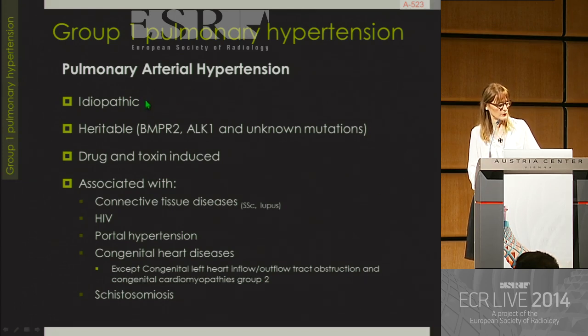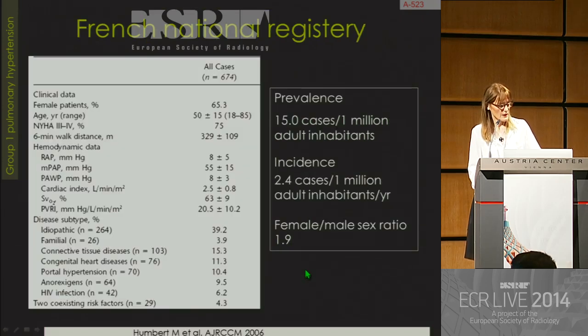Group 1 diseases include idiopathic, heritable, drug and toxic-induced pulmonary artery hypertension, and also PAH associated with connective tissue diseases, mainly systemic sclerosis, associated with HIV infection, portal hypertension, congenital heart diseases, except those that were moved to group 2 diseases in the recently updated classification. These are the data of our French National Registry.